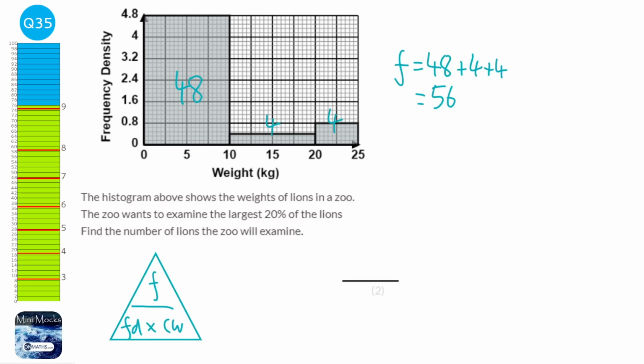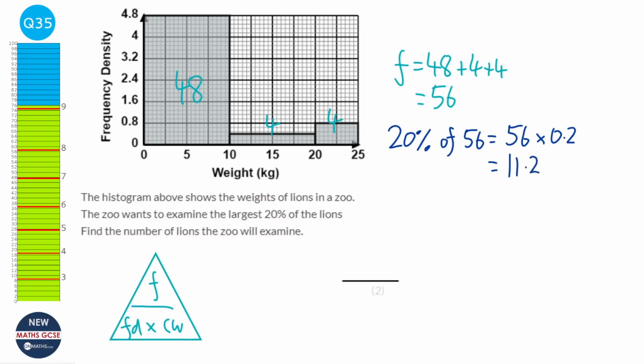And they only want to see the largest 20%. So we're just going to work out 20% of 56, which we can do by multiplying it by 0.2, and that'll give us 11.2. Now you can't have 0.2 of a line, so we can just round that to 11.